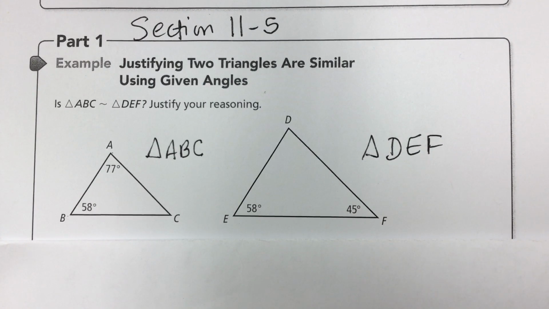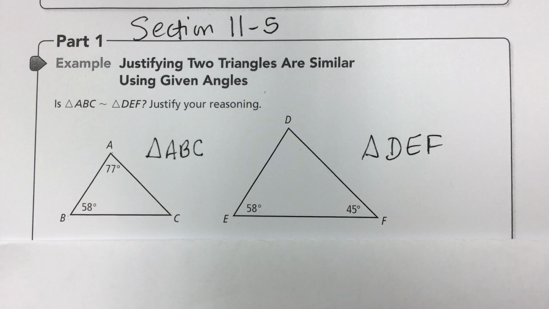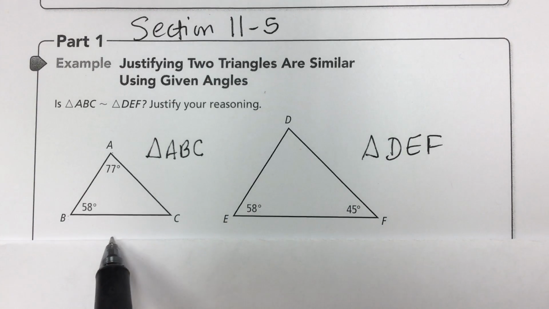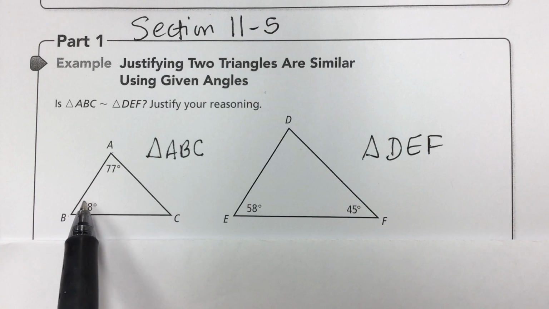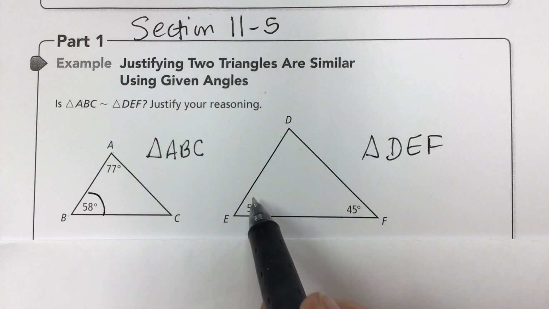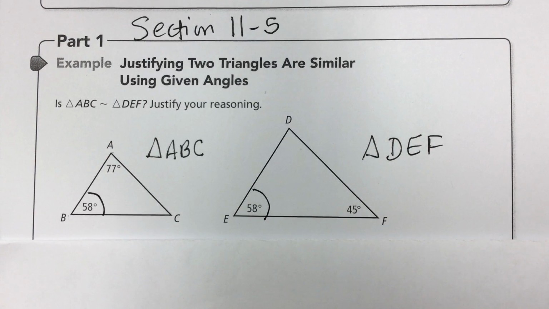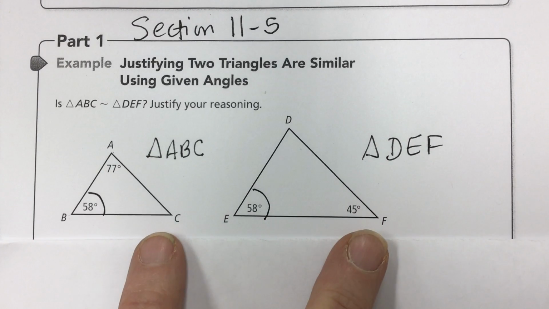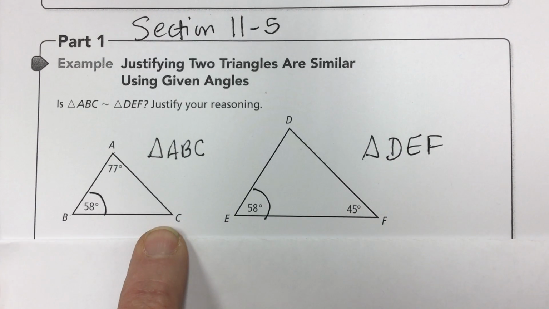So in order for us to prove that these two triangles are similar, we need to know that two angles of this triangle are congruent to two angles of this triangle. Okay, so first of all, let's take this triangle. Let's see if we can find the measure of angle C. Now, I see that angle B is congruent to angle E because they're both 58. So I need to find another pair of corresponding angles that are congruent. So I have F, so now I'm going to find C.